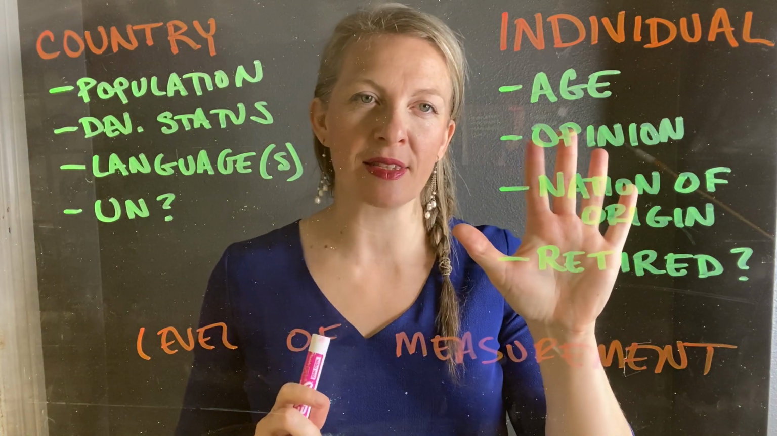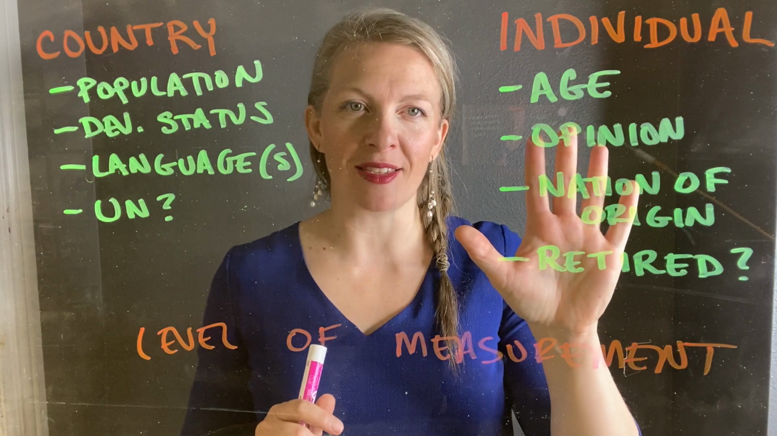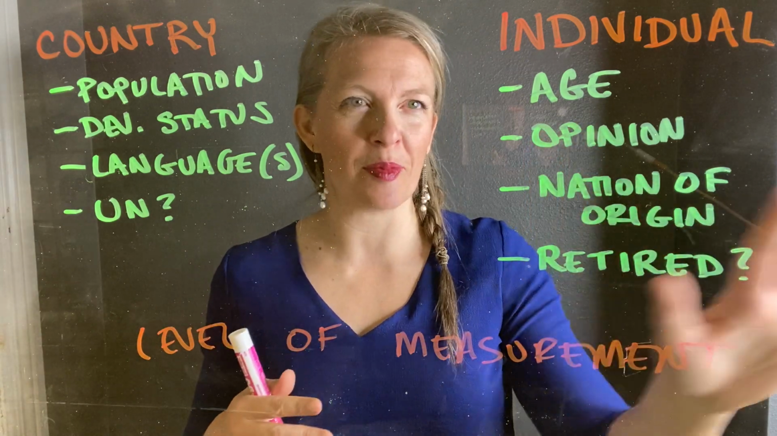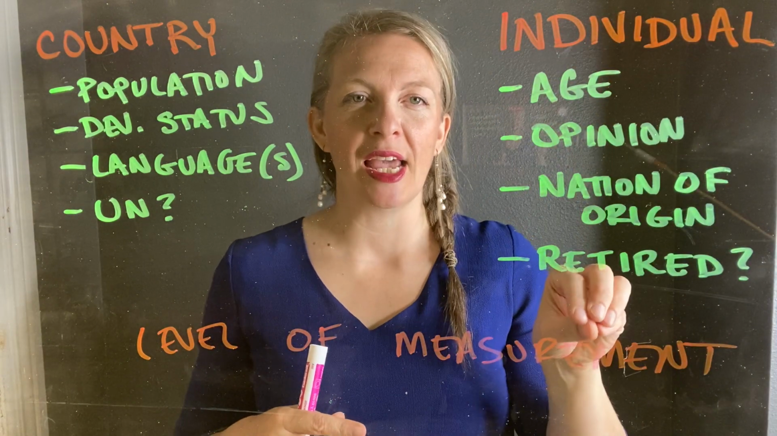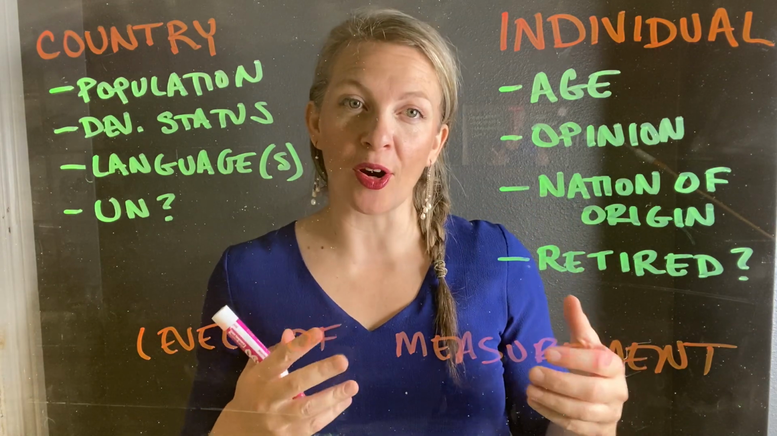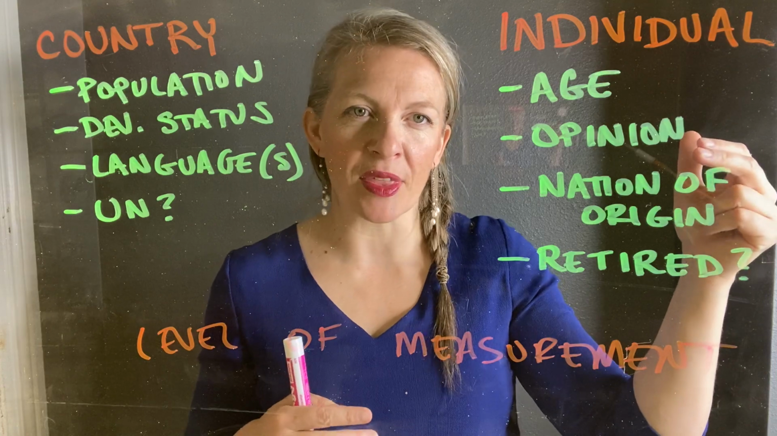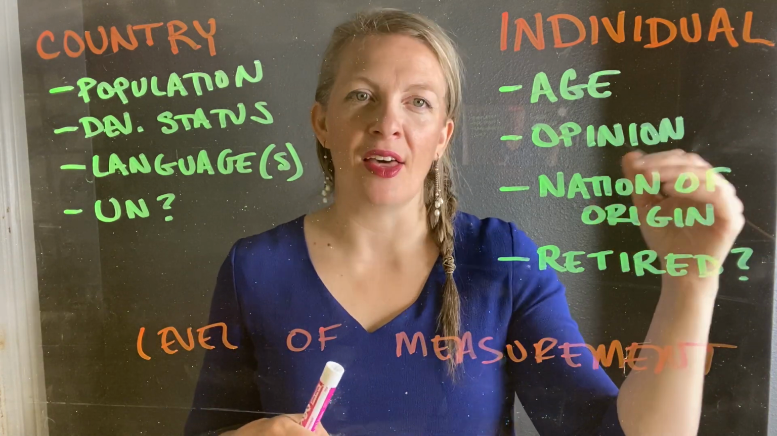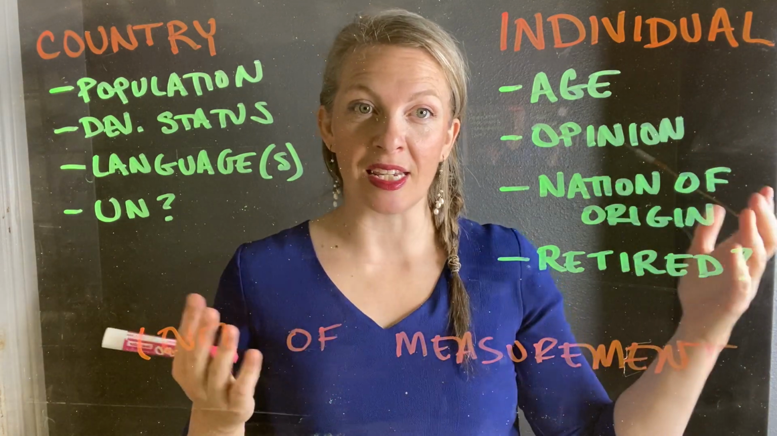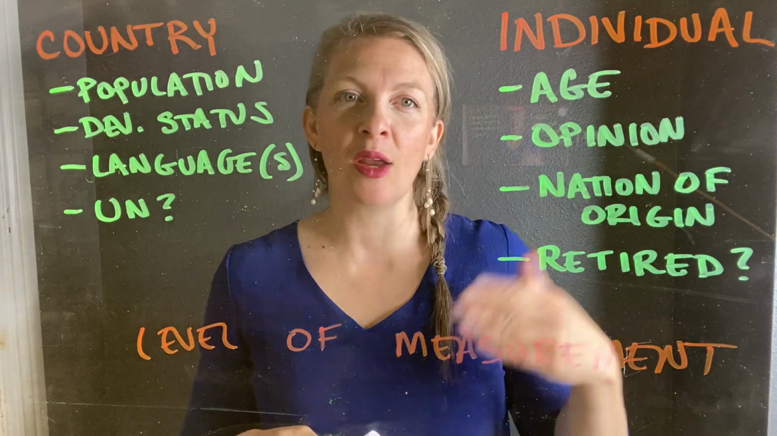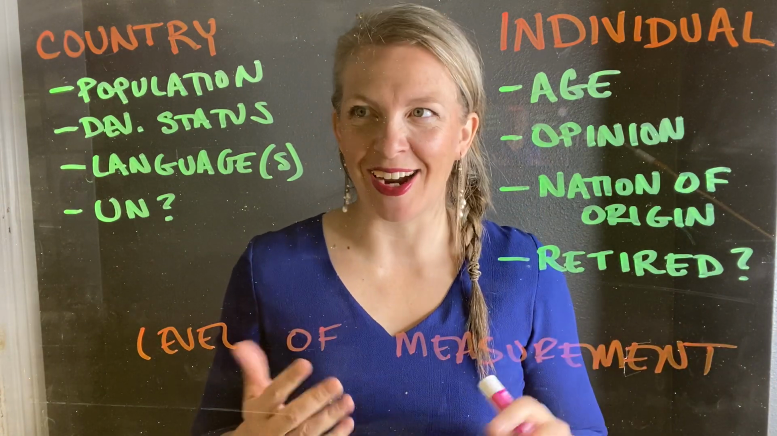The first one is, imagine that our unit of analysis that we want to describe is individual people. And so the variables that we want to gather about individual people are age, maybe their opinions on something on a Likert scale, the nation of origin that each person is from, and whether or not that individual is retired.